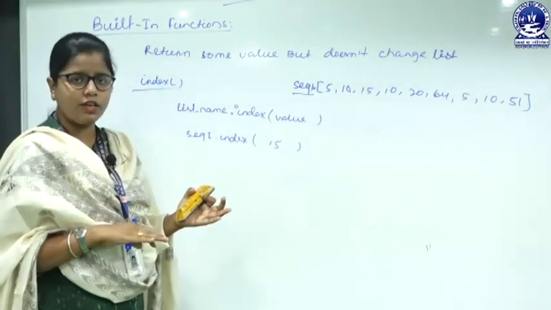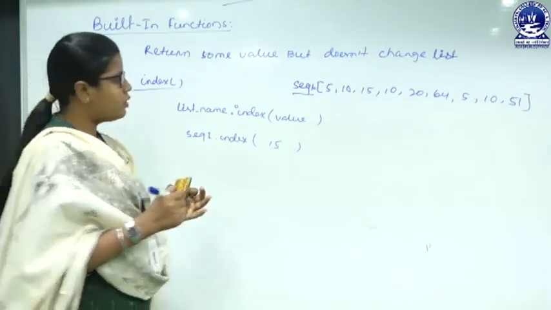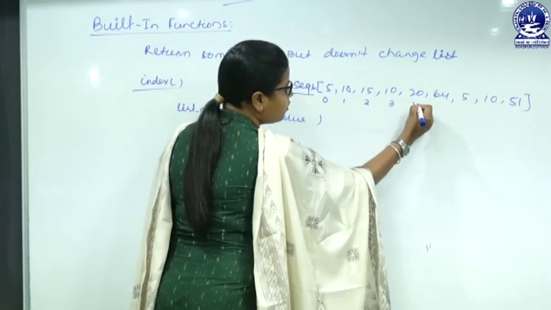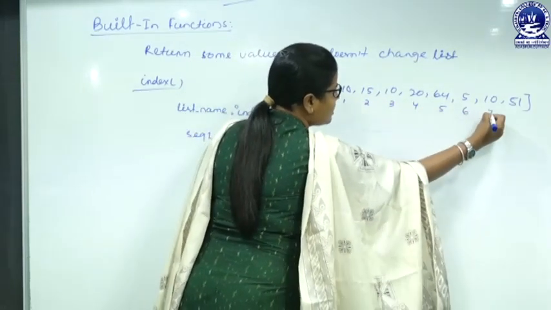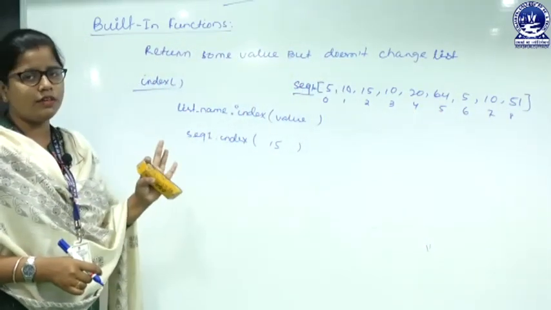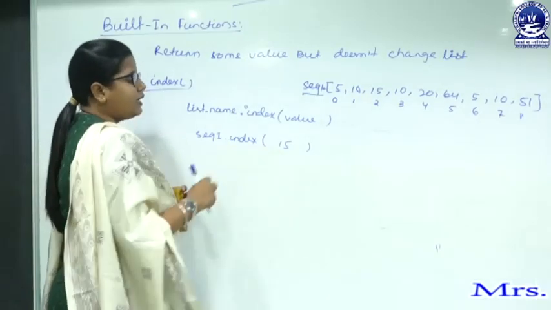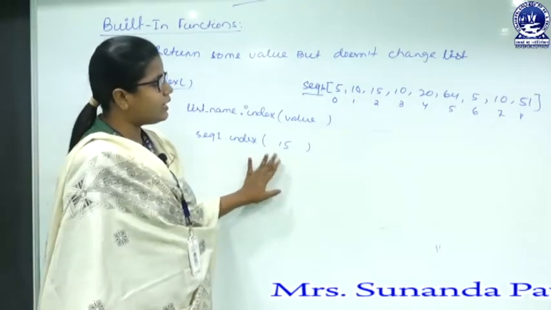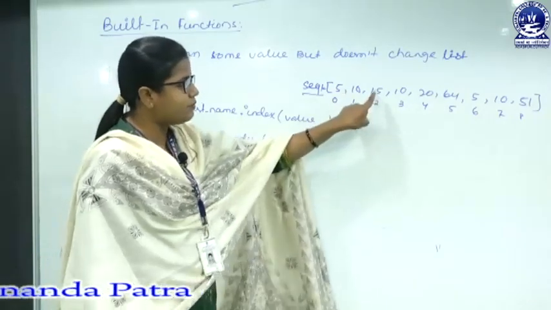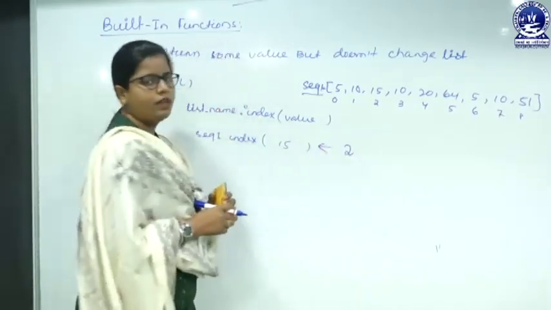In our last video lecture we have already discussed that the index value starts from 0. So, this is 0, 1, 2, 3, 4, 5, 6, 7 and 8. These are the index values of each and every element. When I put 15 here, this will return the index value of 15. The index of 15 is 2, so this will return 2.